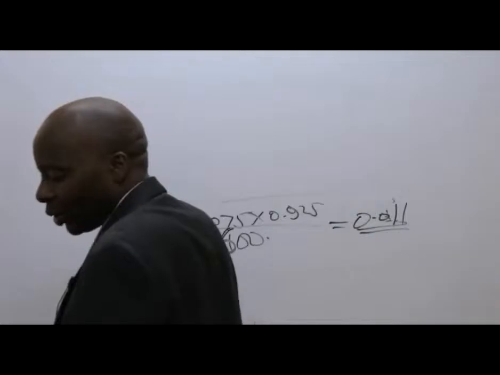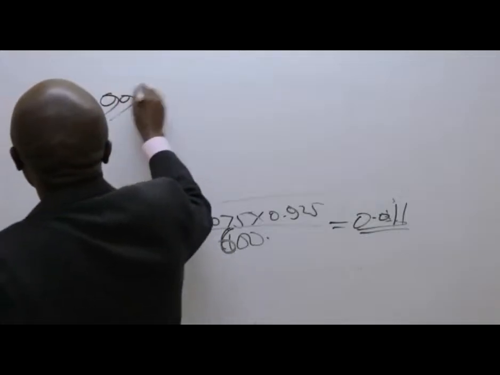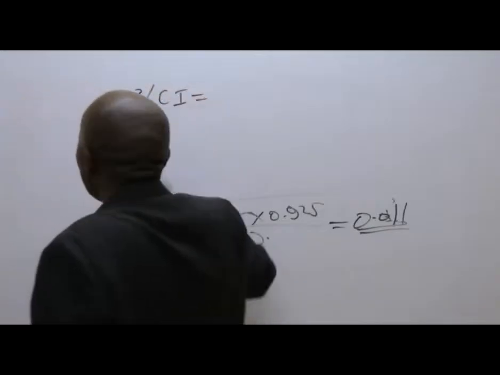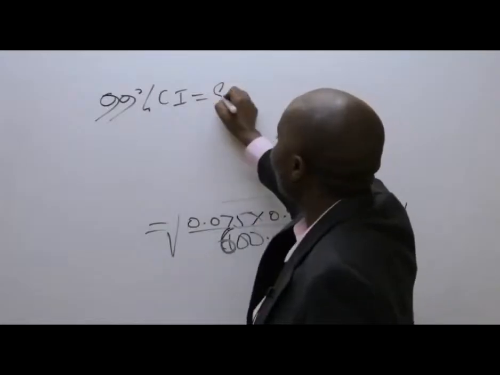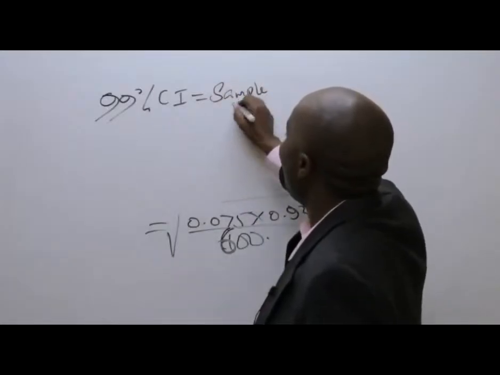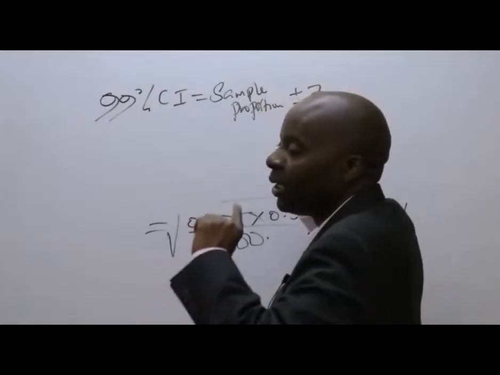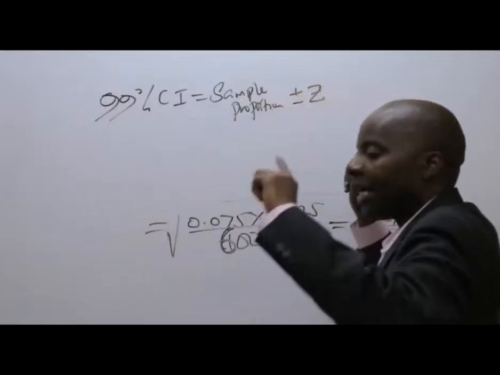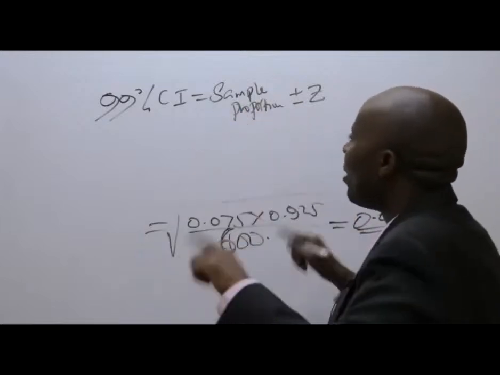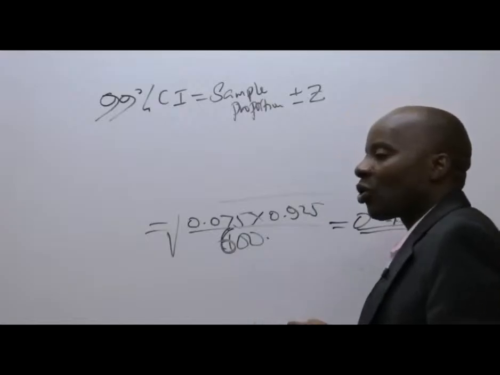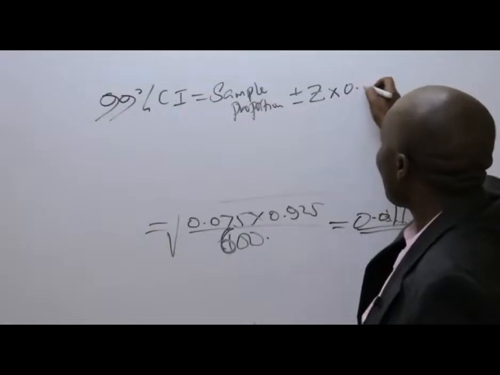So I will come and talk about the 99% confidence level. The 99% confidence interval will be equal to the sample proportion, plus or minus Z times the standard error, which is 0.011.